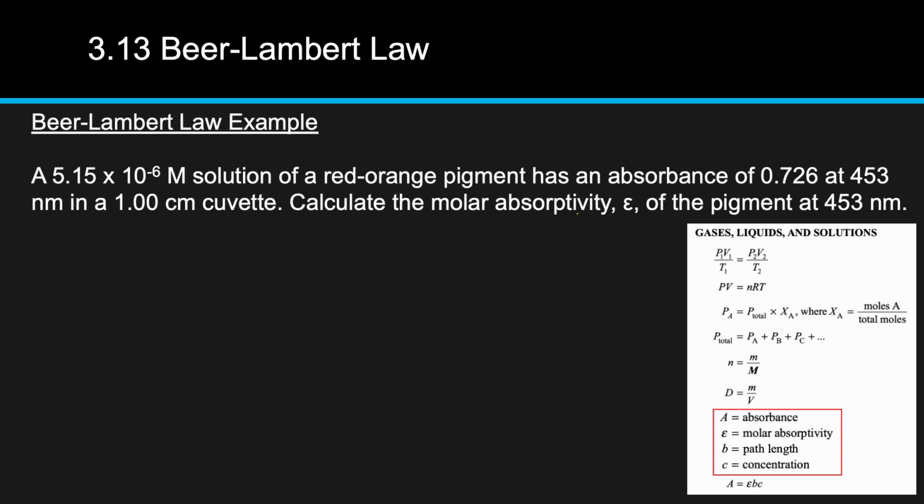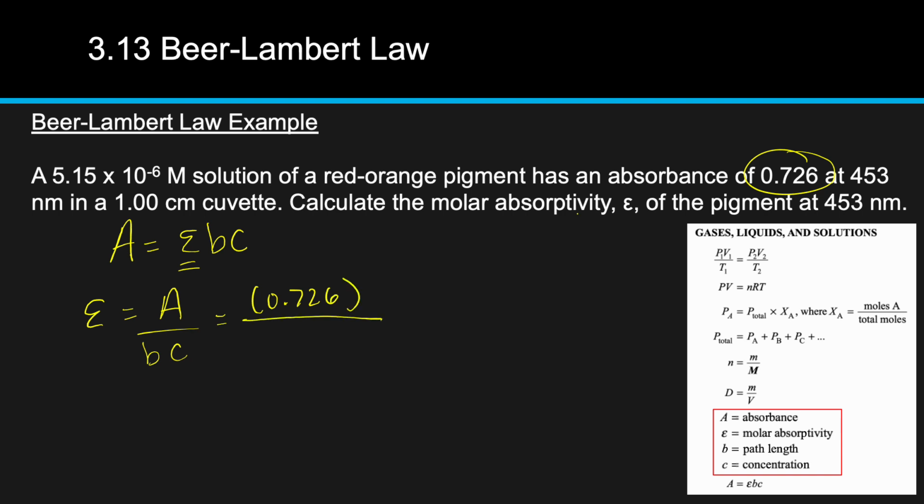So we are using Beer's law here. We have absorbance equals epsilon b c. We are calculating molar absorptivity, so that's going to be A over b c. We know our absorbance is 0.726.